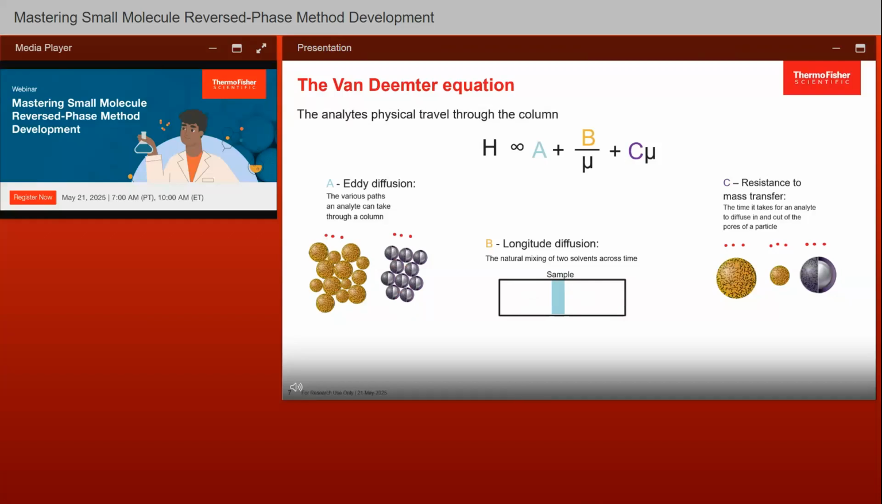Next, we have the B term, which describes how the analyte diffuses throughout the column and is strongly affected by the mobile phase velocity. The lower the velocity of the mobile phase, the bigger the B term. As the molecule travels slowly through the column, there's a higher chance of band broadening, as seen here in this animation. So things like how well the column is packed and reducing the multi-channeling throughout the column would be the key factors in improving the B term.